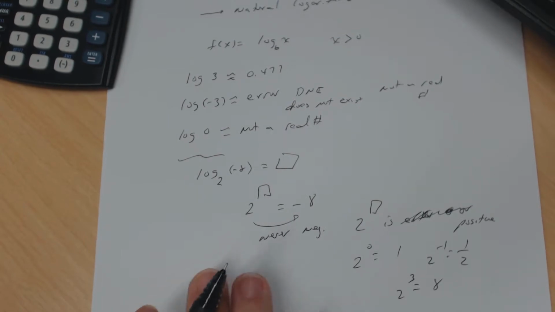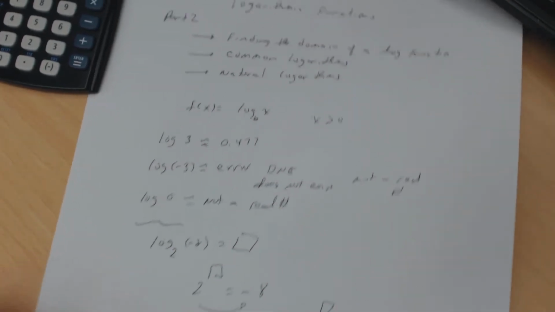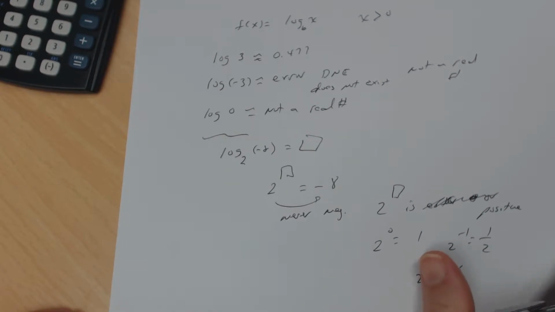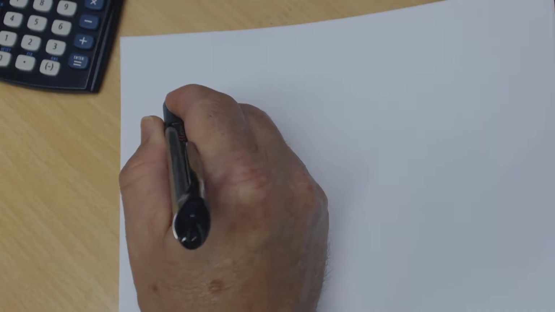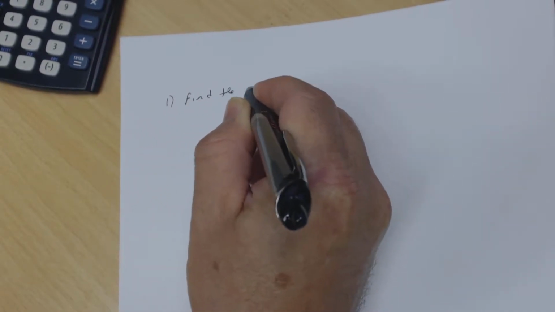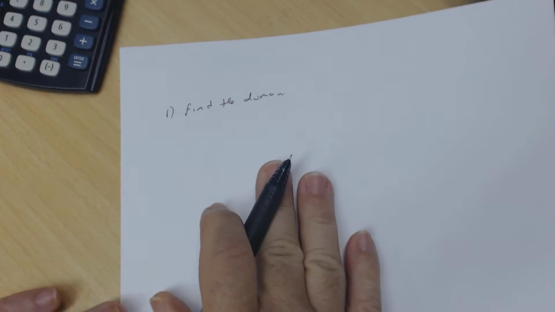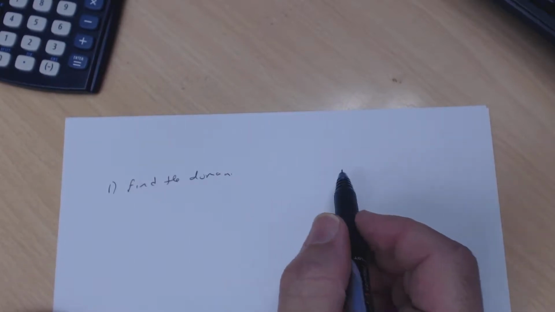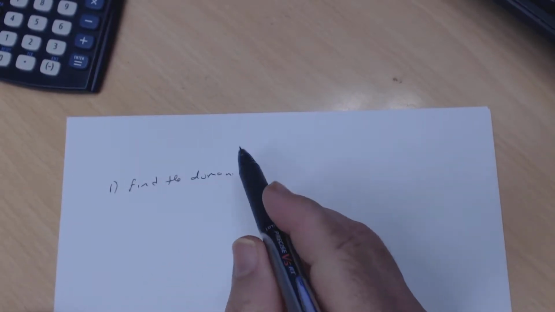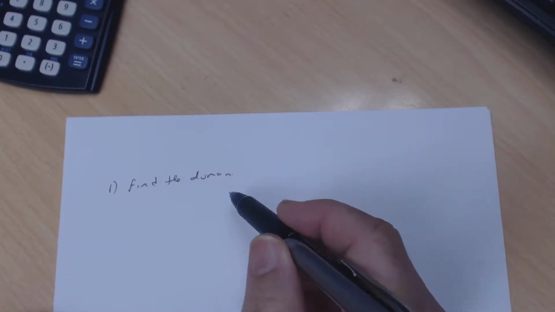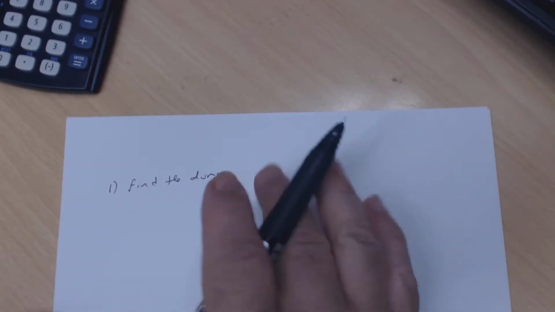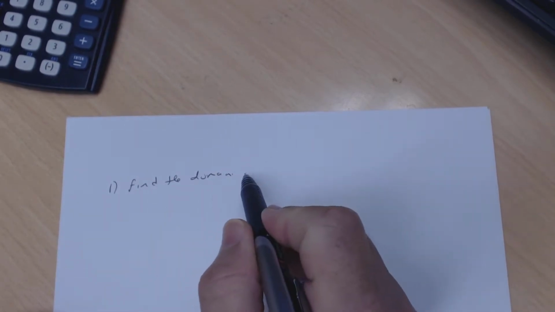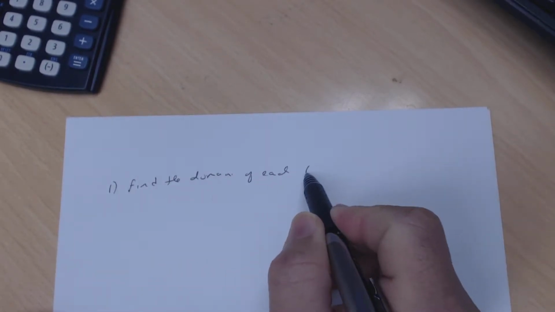All right, now let's find the domain of this expression. Number 1, find the domain. Now this is going to be important when we start graphing these, because the domain is going to help us with what's called a vertical asymptote. Remember the exponential had a horizontal asymptote? The logarithm is going to have a vertical asymptote when we graph. But we're not going to graph in this lesson. So find the domain of each log function.